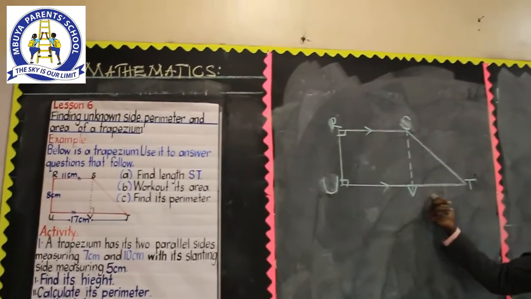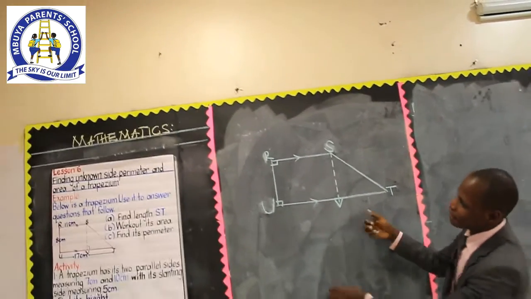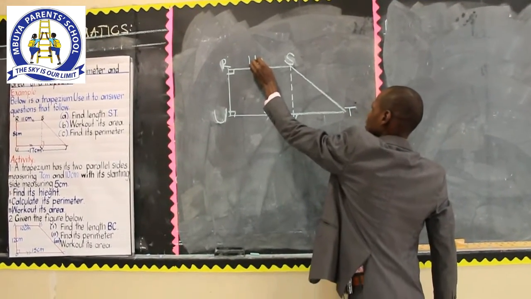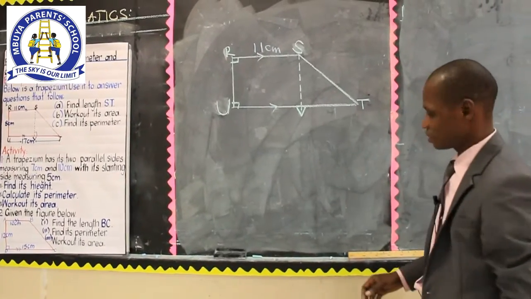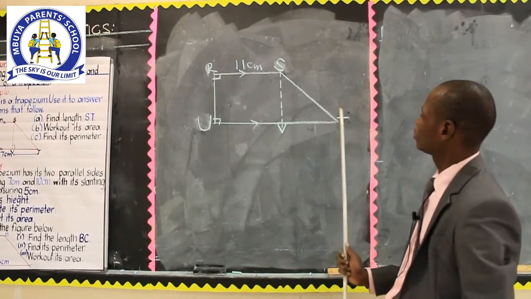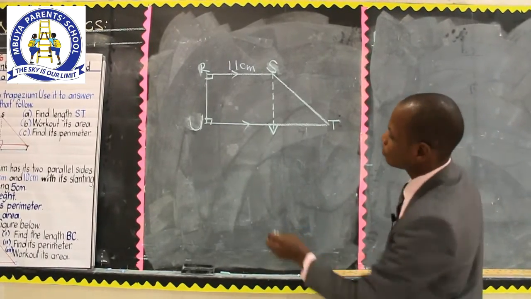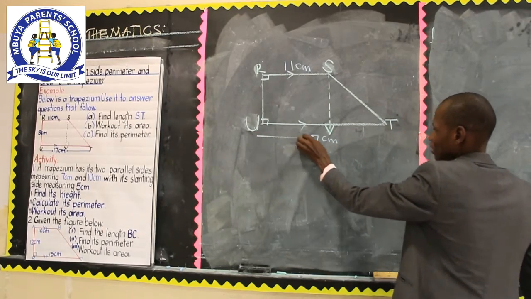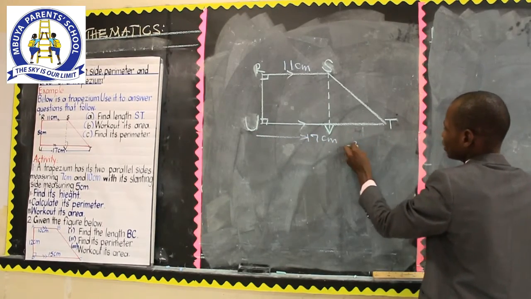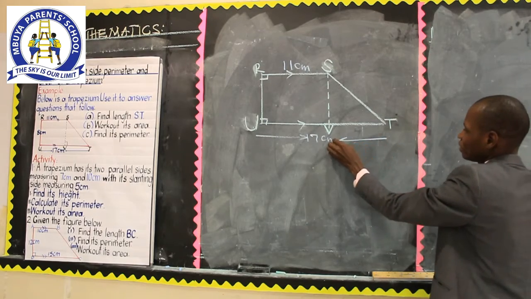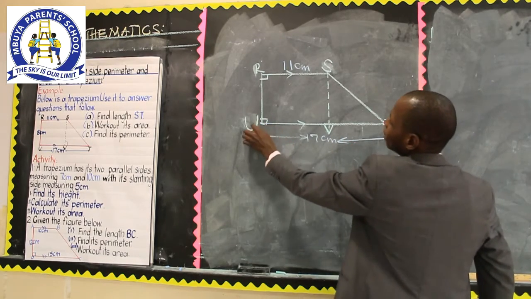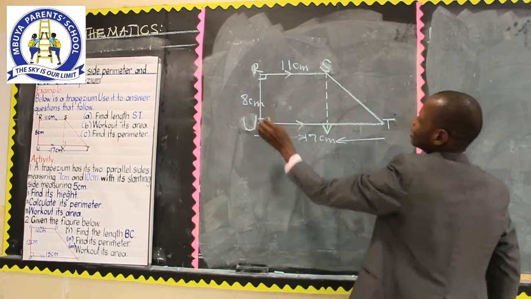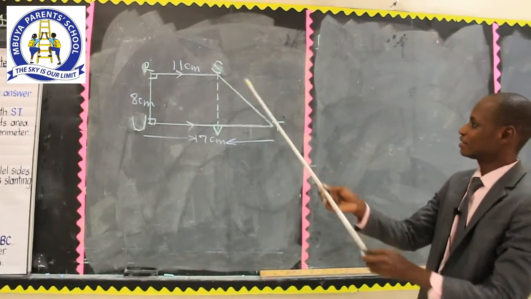This is still our trapezium, where I've said the RS is 11 centimeters. The ST not given. The TU as 17 centimeters. All of it is 17 centimeters from here up to here. Then the RU is 8 centimeters, and we are required to get ST.